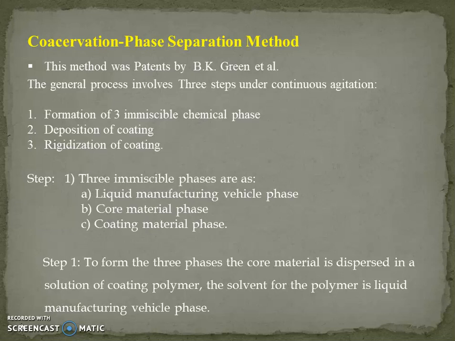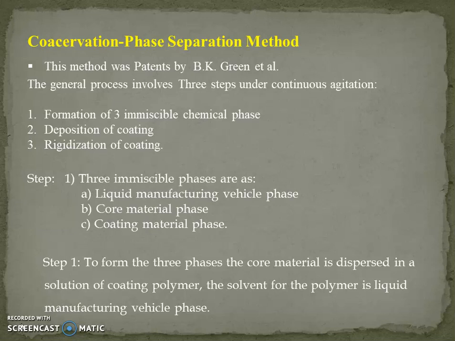These 3 steps are: first, formation of 3 immiscible chemical phases; second, deposition of coating; and third, rigidization of the coating. The first step is formation of 3 immiscible chemical phases. These consist of a liquid manufacturing vehicle phase, a core material phase, and a coating material phase.